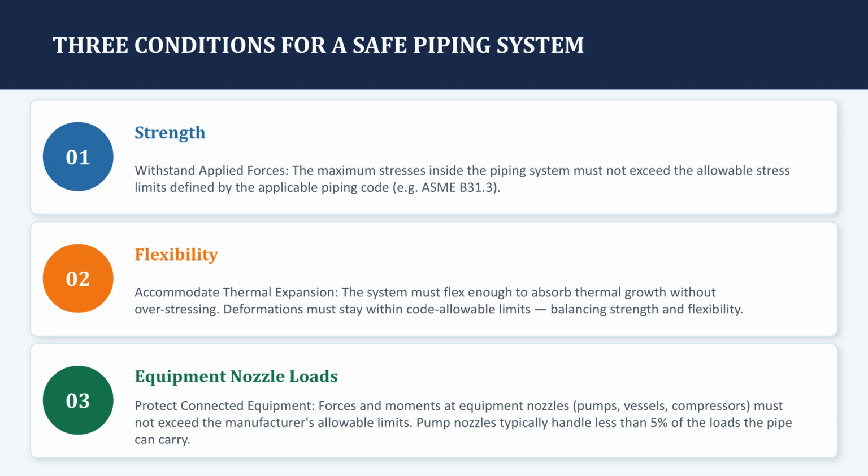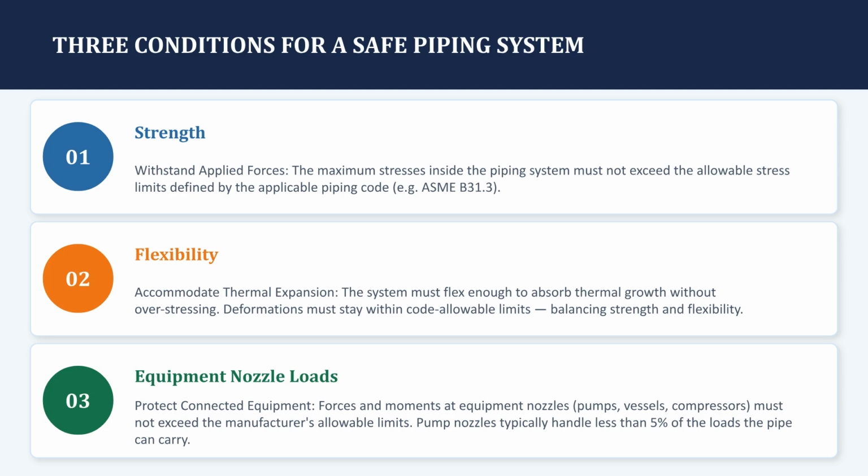Engineers actually balance strength and flexibility against each other. Too rigid and thermal stress becomes dangerous. Too flexible and the pipe may sag or vibrate excessively. Condition 3, equipment nozzle loads. This condition is often the most overlooked, but it's critical.